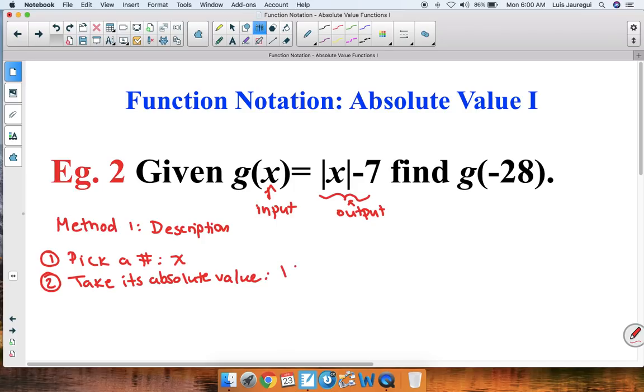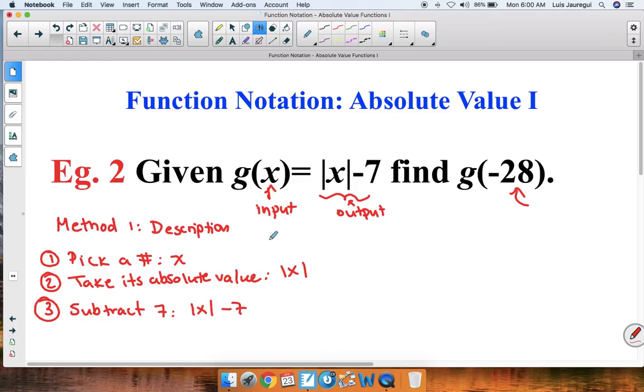Thus, we get the absolute value of x. And lastly, we're going to subtract 7, thus getting us absolute value of x minus 7. Now, since we're interested in g of negative 28, the number that we're picking is negative 28.